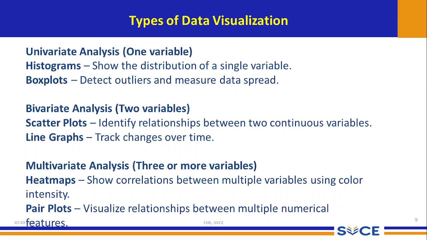The example for univariate analysis is a histogram showing the frequency distribution of particle size in a catalyst sample. This is a very good example for univariate analysis. For bivariate analysis, the example is a scatter plot showing pressure versus temperature in a distillation column. The third one is multivariate analysis, a heat map showing the correlation between reactor parameters like temperature, pressure, pH and concentration. Hope you understood what I am trying to say.